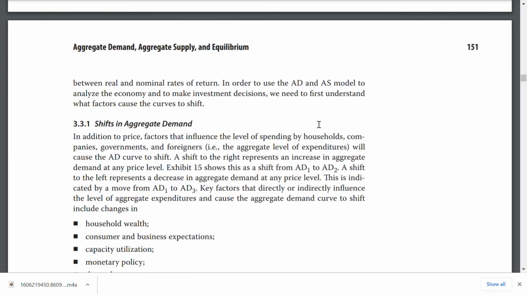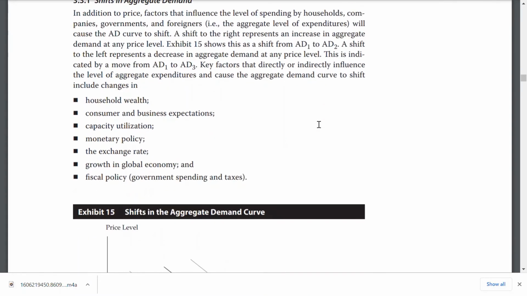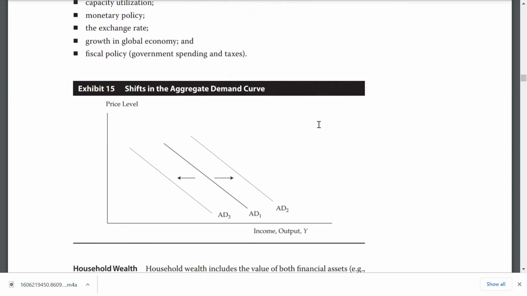Key factors that directly or indirectly influence the level of aggregate expenditures and cause the aggregate demand curve to shift include changes in household wealth, consumer and business expectations, capacity utilization, monetary policies, exchange rates, growth in the global economy, and fiscal policies, or government spending and taxation. In the shifts of the aggregate demand curve, you can see AD1 shifting to AD2 when real GDP, or income output Y, increases, and AD1 shifting to AD3 when it decreases.